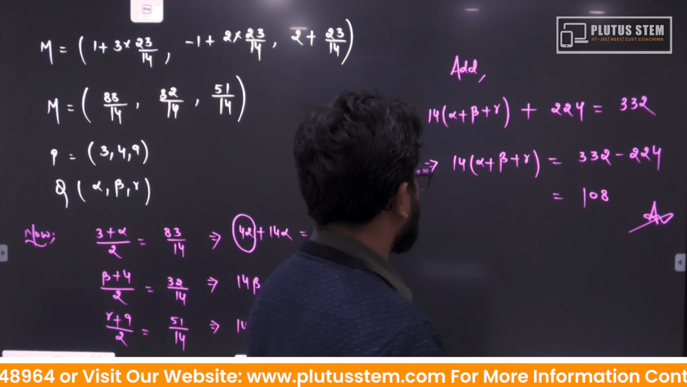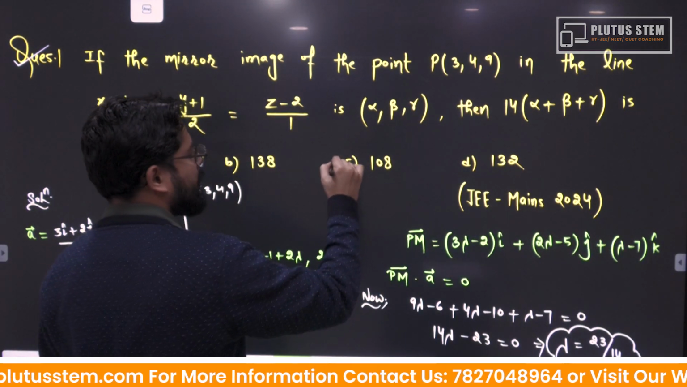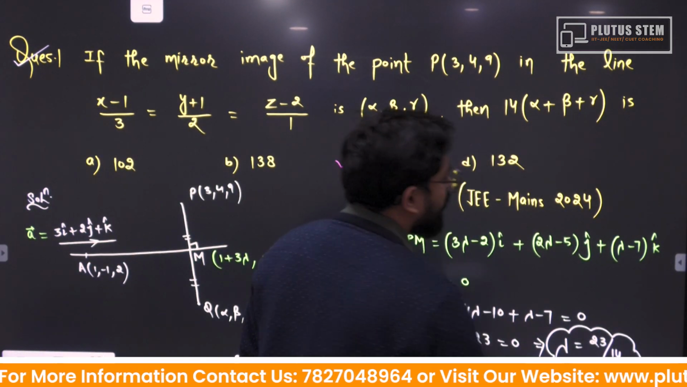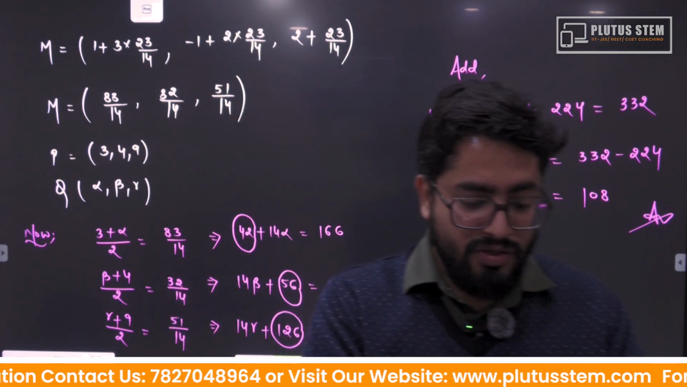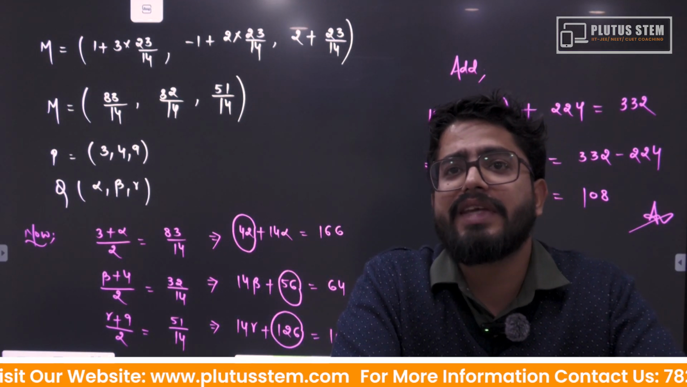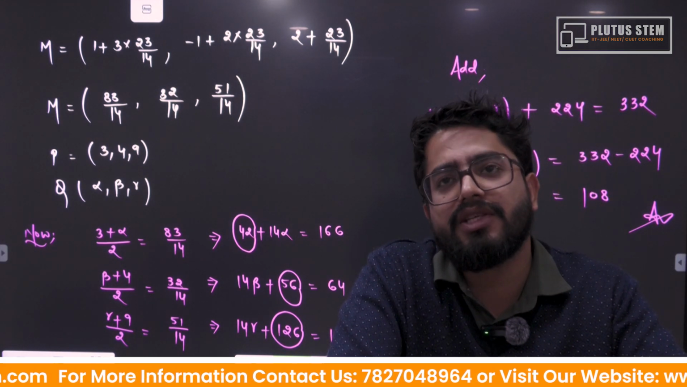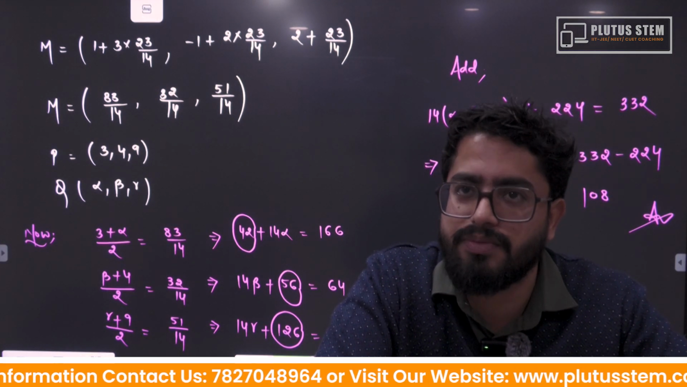Clear? So we had to find the value of 14 into alpha plus beta plus gamma, that is 108. Clear? So that's a very important concept for your JEE Mains, how to find the image of a point with respect to a line in three-dimensional space.